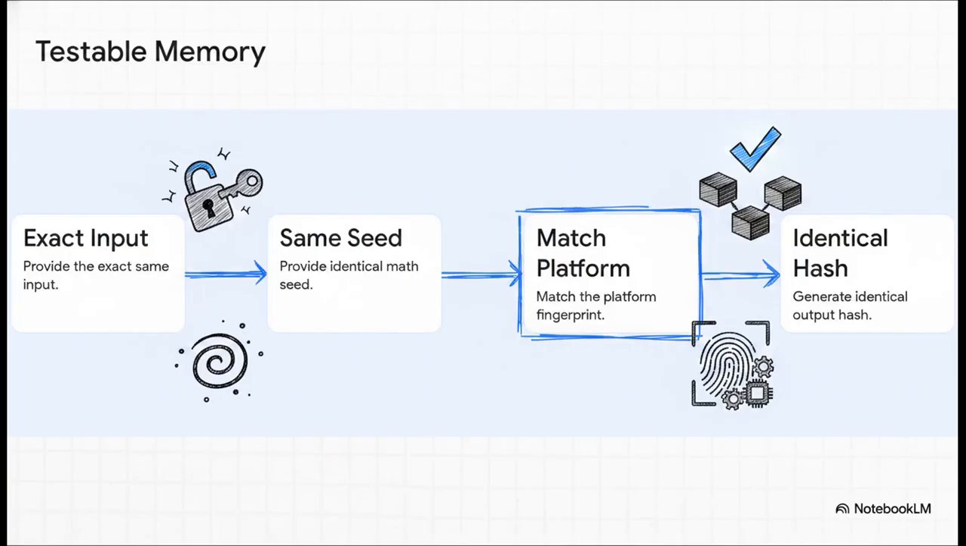And because of that tamper-proof seal, Elume offers developers an ironclad guarantee. Listen to this. If you provide the exact input, provide the identical mathematical seed, and match the platform fingerprint, Elume is mathematically guaranteed to generate the identical output hash every single time. No surprises, no random deviations. This is the holy grail of replay-safe cognition. You can finally test adaptive memory.